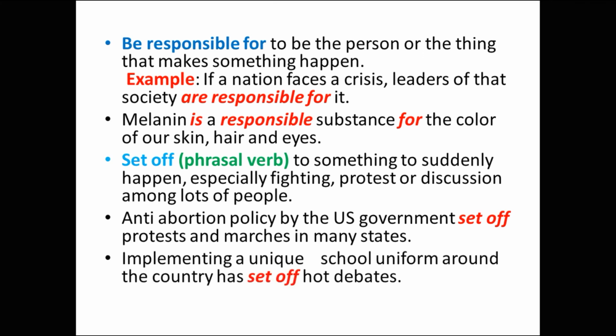Example 2. Implementing a unique school uniform around the country has set off hot debates. In this example also, debates started after the decision was made by the government. A sudden change occurred again.